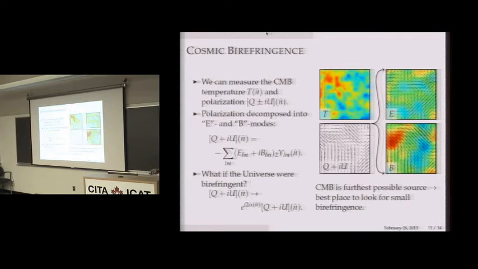Another thing that we can look for is cosmic birefringence. So if the CMB radiation is polarized, and as it propagates to us from the last scattering surface, you could imagine that if the universe were birefringent, that polarization angle will rotate as the radiation comes to you. And because the CMB is the furthest possible source that you can look at, even if you had a very small birefringence, the cumulative effect over cosmic distances would make it the best way to look for it.